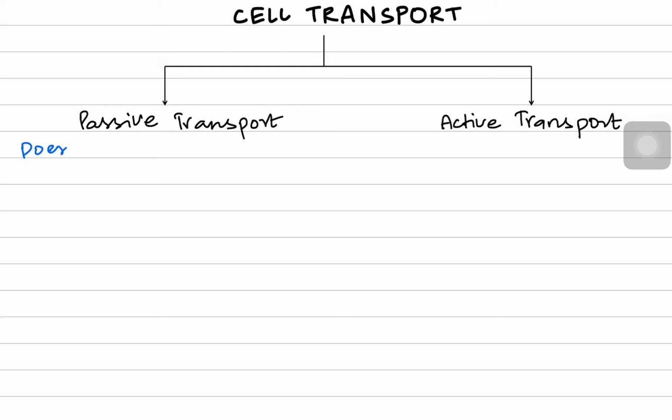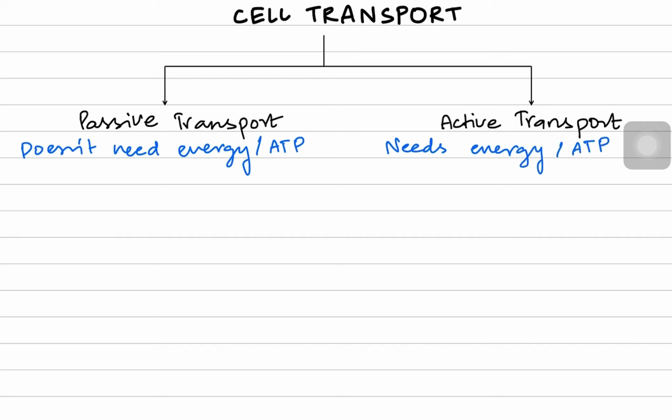Passive, like the name implies, does not require energy, doesn't need any energy or ATP. By the way, ATP means adenosine triphosphate. It's a molecule that provides energy. Active transport does need energy, or you can say ATP.